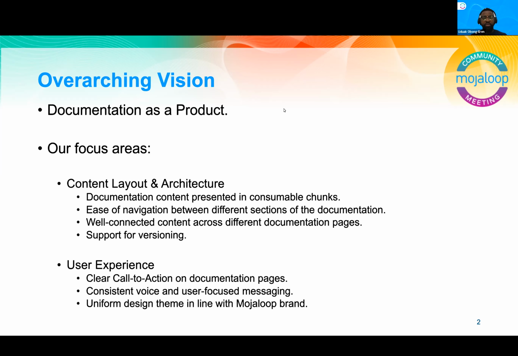And then ease of navigation between different sections of the documentation, well-connected content across the different documentation pages, and I'll talk more about this in a bit. And then support for versioning. We think having versioned documentation is really important for Mojo, and especially for all of our APIs. And then on the user experience side of things, we cared about clear calls to action on all of the pages, consistent voice and user-focused messaging. I will show some examples of the work we've done for some of these things in a bit. And then a uniform design theme in line with the Mojo brand.